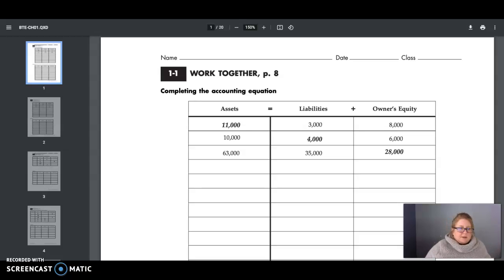Well, hello, Accounting 1. As promised, I am going to record the solutions for Chapter 1 work so that you can check your work before you take the test, which is scheduled for tomorrow, the 12th. So, you were assigned to do the work together and the on your own. I did the work together with you. The on your owns are meant for you to try after I do the work together. So here is Chapter 1.1's work together response answers, which, like I said, I did with you.